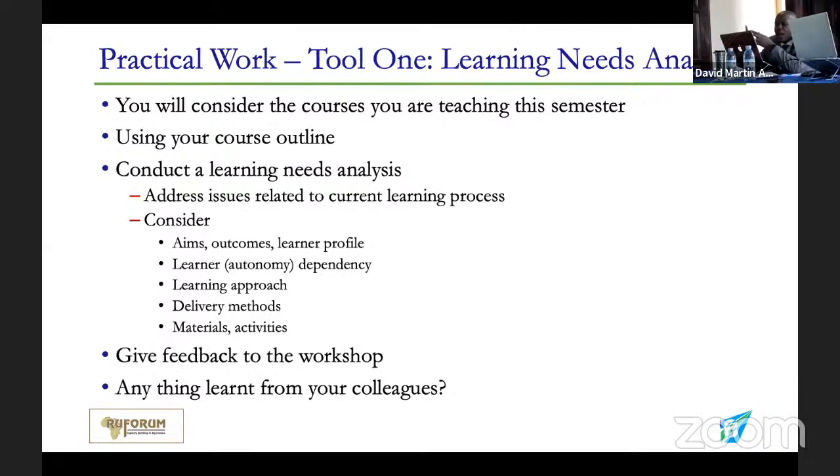The aims, the learner dependency, the approach, you need to know them, so that when you sit alone out there, you can do a bit of an analysis. So that once you go into developing your course unit, you clearly know that this is what I have. So you will plan better.